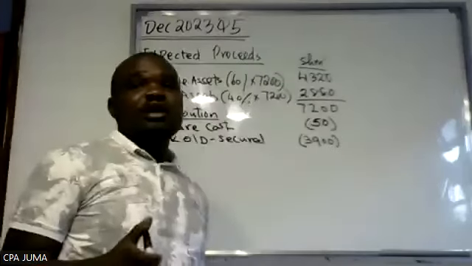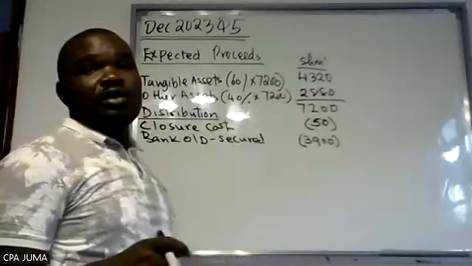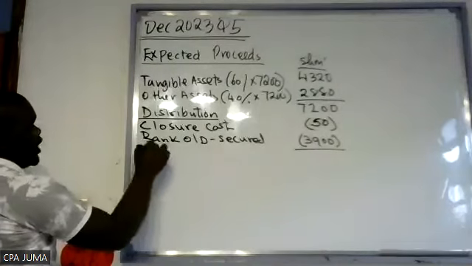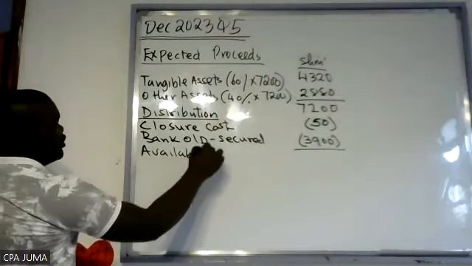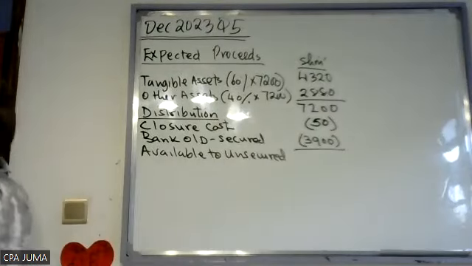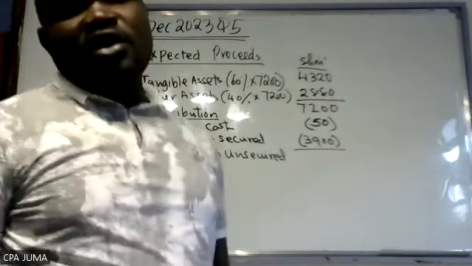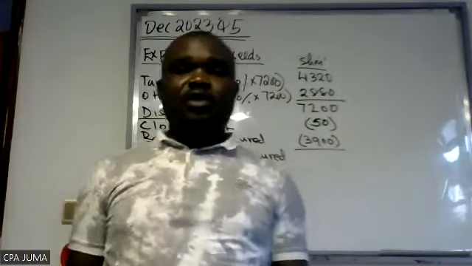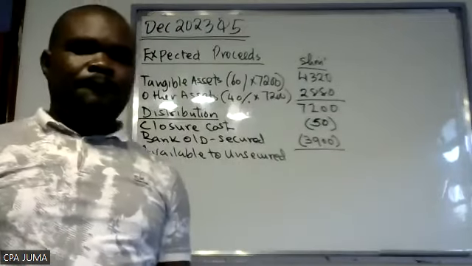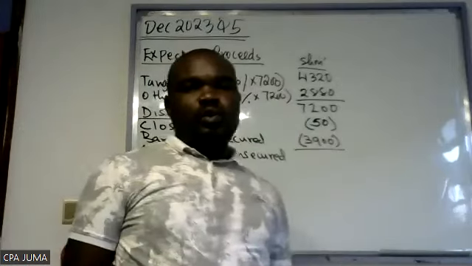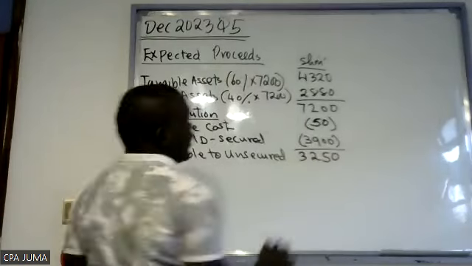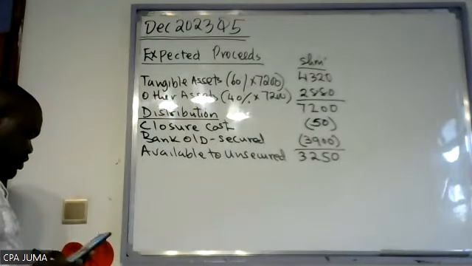So what remains after the secured and the cost is available to unsecured liabilities. How much? 72 minus that. How much remains available? $32.50 running. So $32.50. Then now let's check the unsecured.